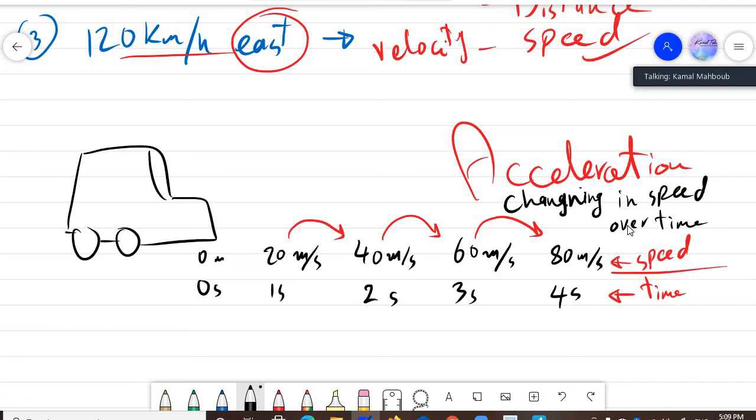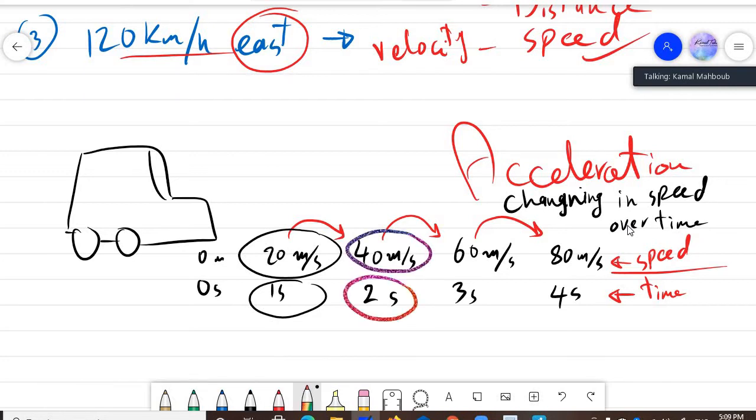Now how can we calculate the acceleration? If we divide speed by time, we can get the acceleration for any speed here. If we take, for example, 40 meters per second divided by 2 equals what? Give me your answer. 20 meters per second squared. That is acceleration. For this car, it means the speed increases every second by 20 meters per second. That is the acceleration meaning.